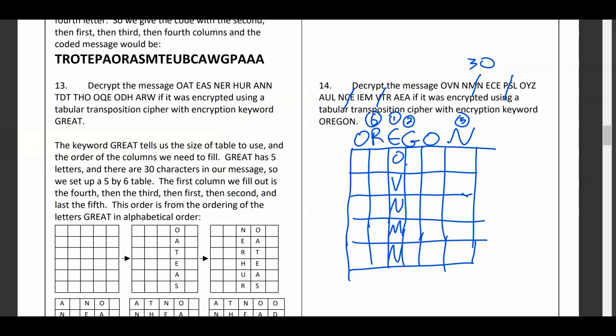The second one, N, E, C, oops, C, E, P. I don't know about the 3rd and 4th. Let's do the 5th one next. E, I, E, M, V. And the 6th one, T, R. Oh, wait. I had it in the wrong spot. A, E, A.